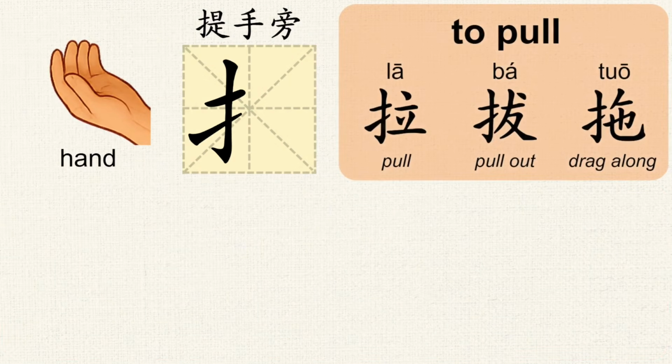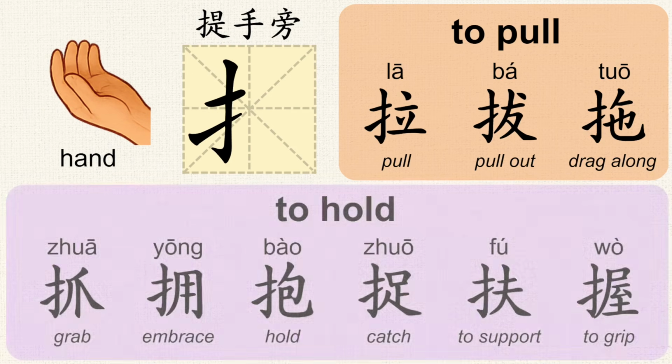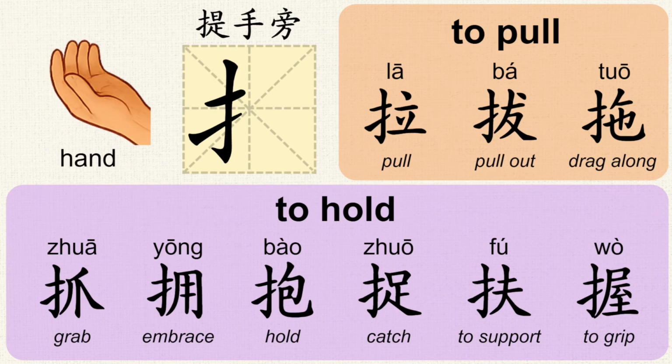For the pulling motion, there's the generic la for pull. Ba means to pull out, and tuo means to drag something along behind you. There's also a number of different ways of holding on to something. Zhua means to grab. Yung means to embrace, and bao means to hold or carry something. These two can be used together, by the way, as yung bao, which means to hug someone.